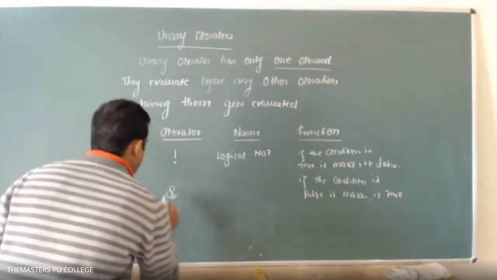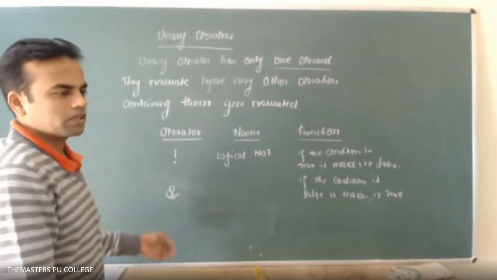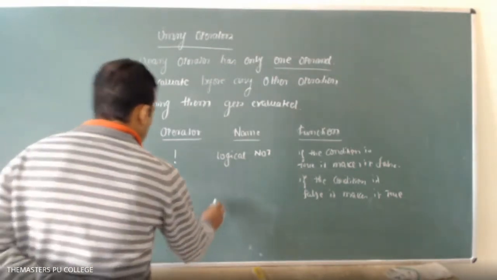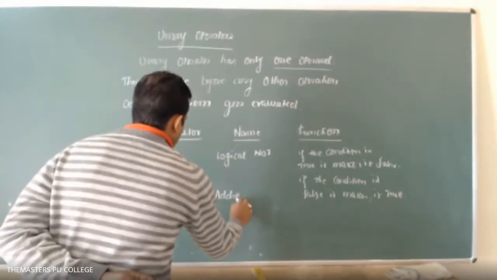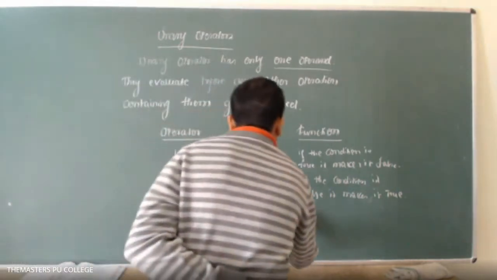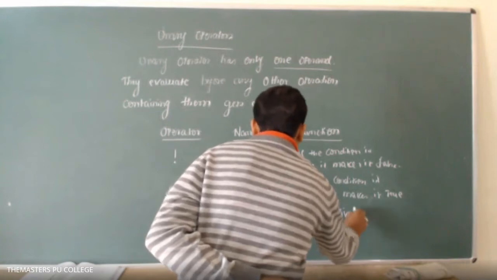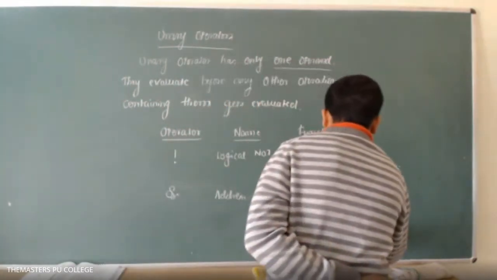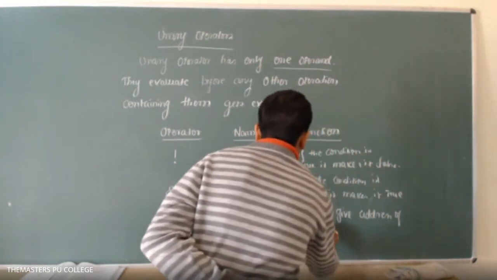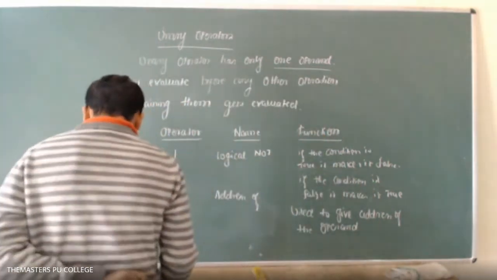This we have also considered as a punctuator as well as a unary operator. So this is address of. This indicates address of. It is used to give the address of the operand. Address of the operand. Okay. Next.